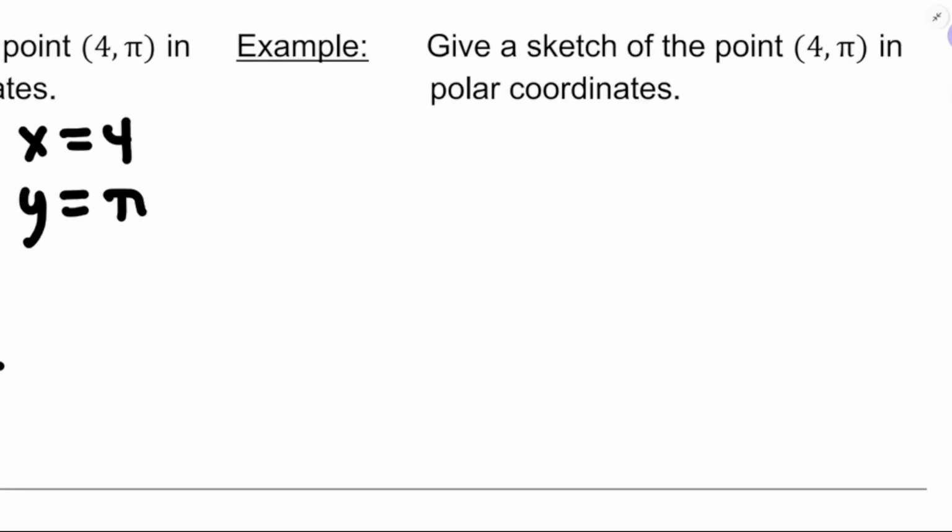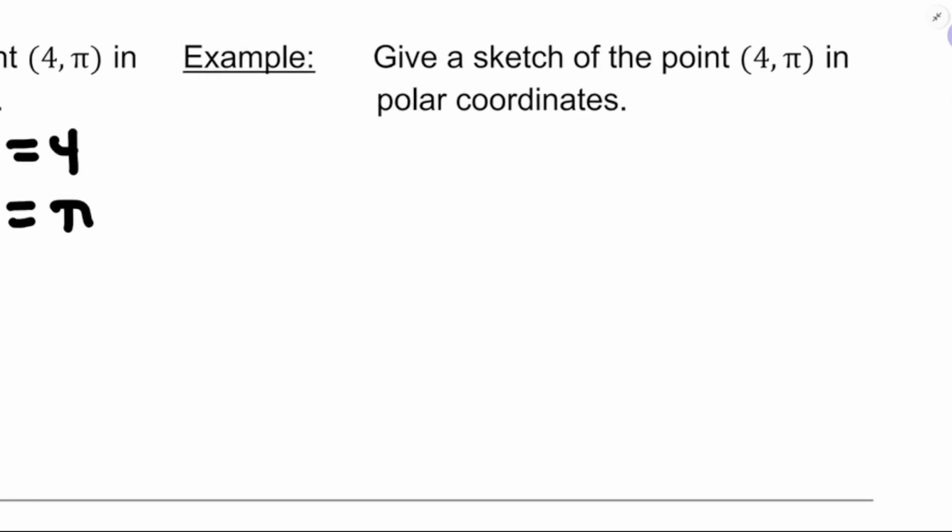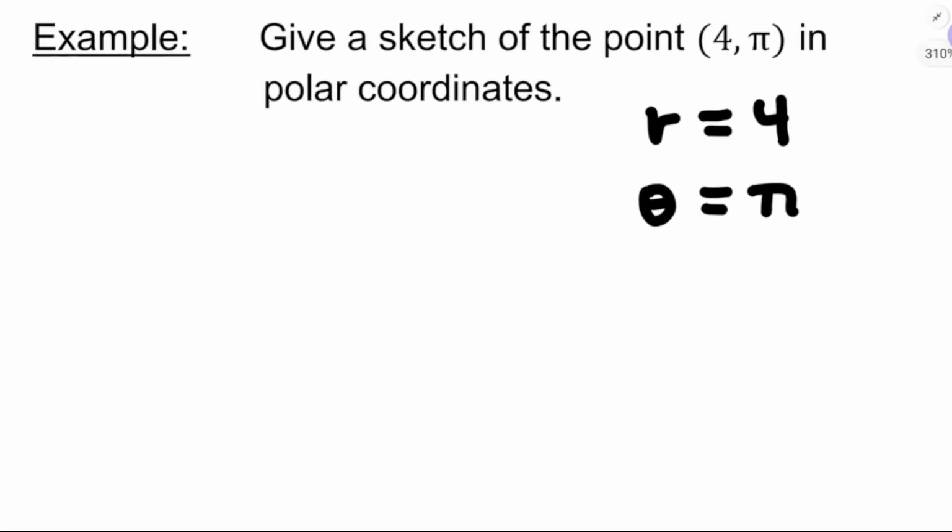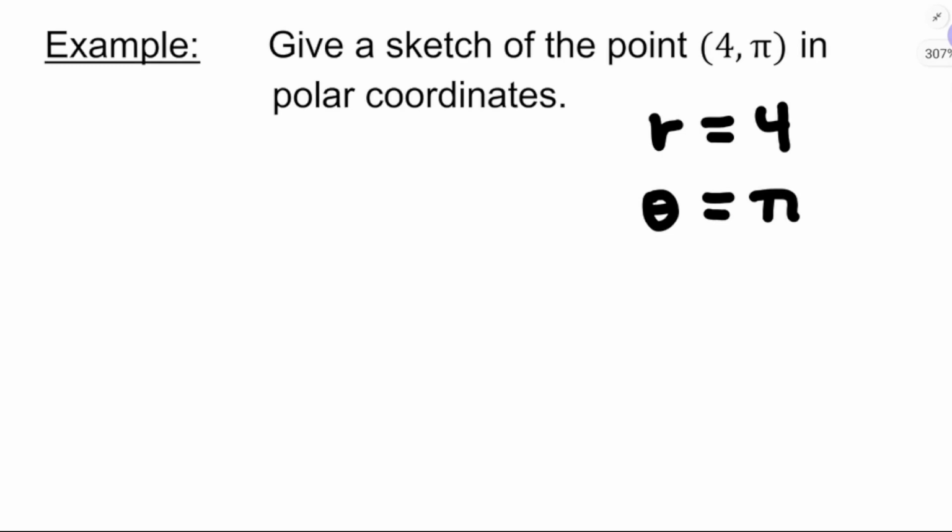In polar, you need to know that r comes before theta, and that's going to seem backwards, especially once we start to graph these functions, because r is going to be the output variable and theta is going to be the input variable. We think this is because of alphabetical order, but it's very important that you look at this point, and if it says polar coordinates, you know that 4 and pi means r equals 4 and theta equals pi.